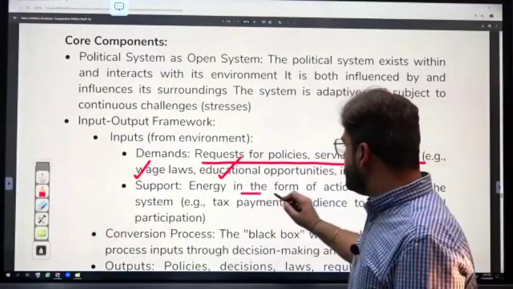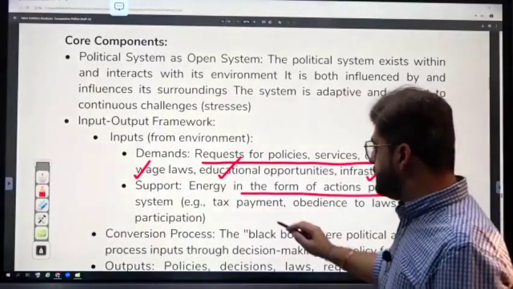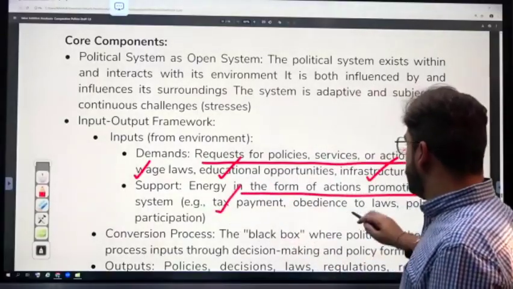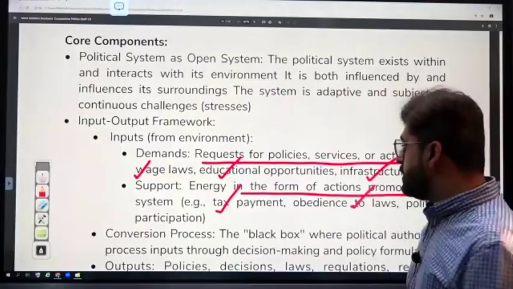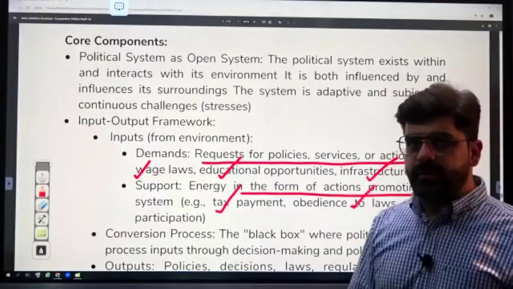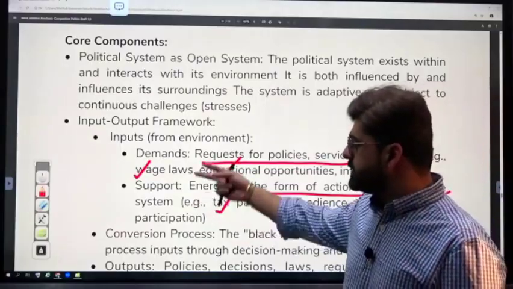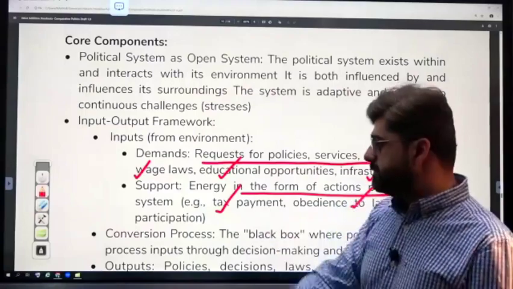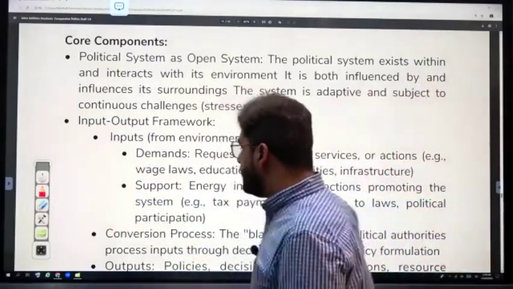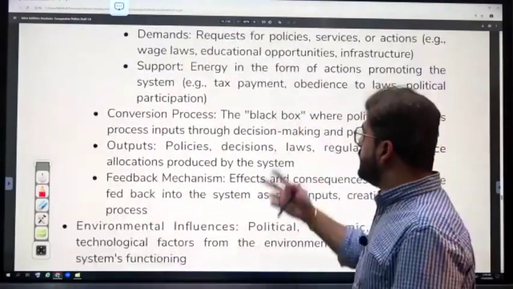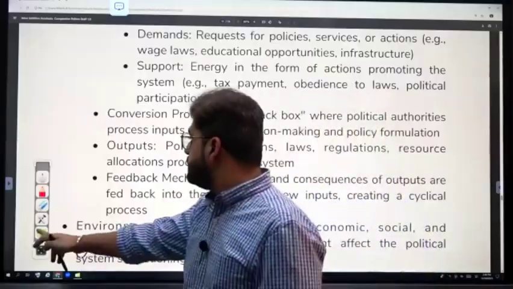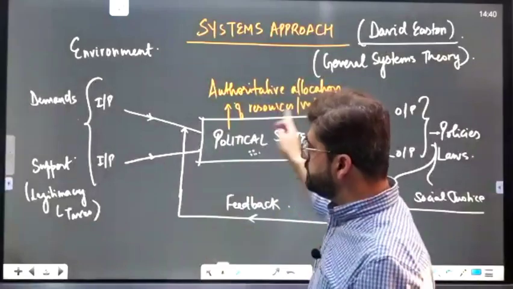Support is energy in the form of actions promoting the system. Example, I am paying you taxes, I am abiding by the laws, I am doing political participation. This shows the support for the system. This is the demand from the system. Once they are there, a conversion process happens. The black box. What is this black box? This black box is nothing but this. This is called the black box.